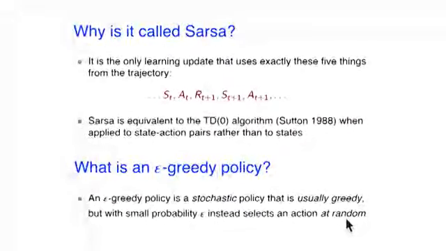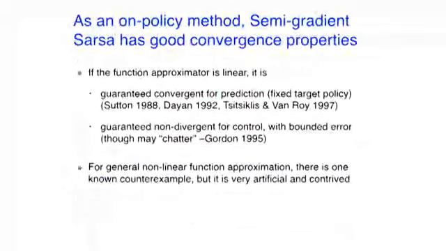So epsilon greedy, this is one of the common, trivial, hacky ways to get exploration because we're forcing ourselves to behave at random, and so we will explore.